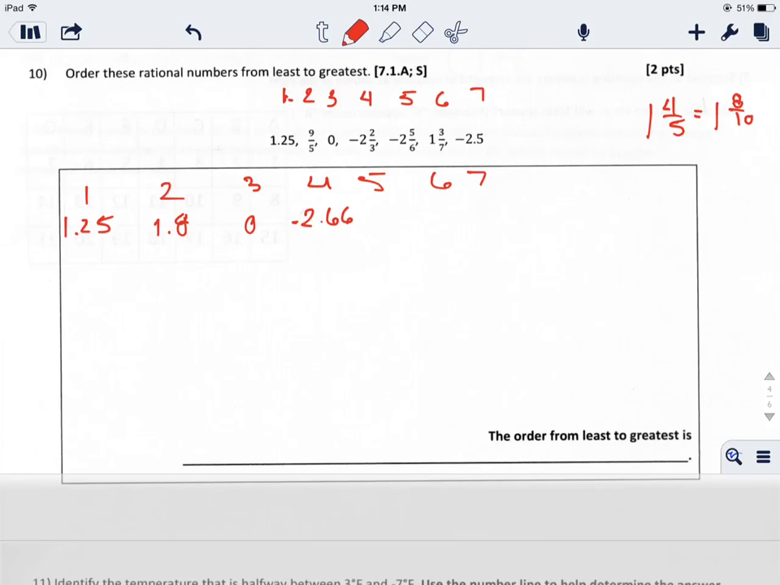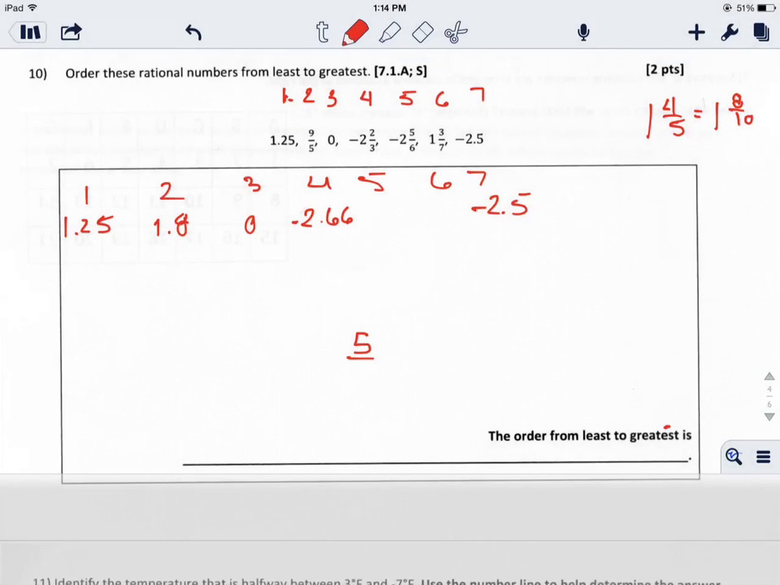And number 5, 2 and 5/6. That's a little trickier, so let's hold off on that one for a second. 1 and 3/7, also tricky. I'm going to put number 7 here as negative 2 and 5/10. These last two, let's take a look at number 5.